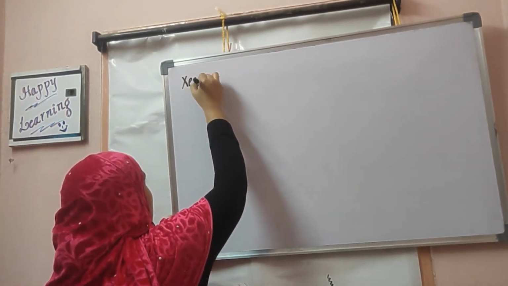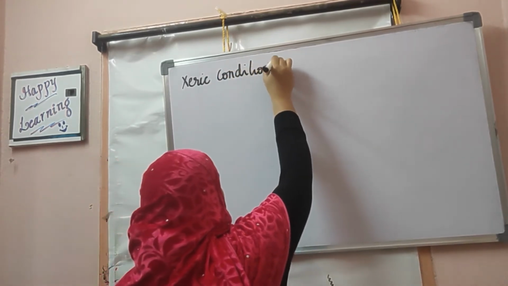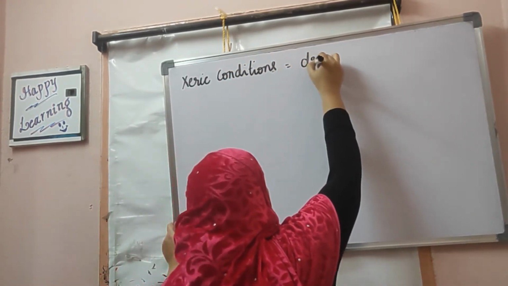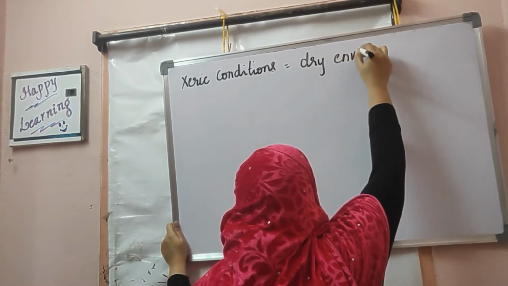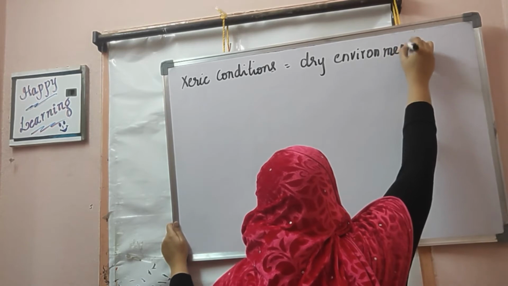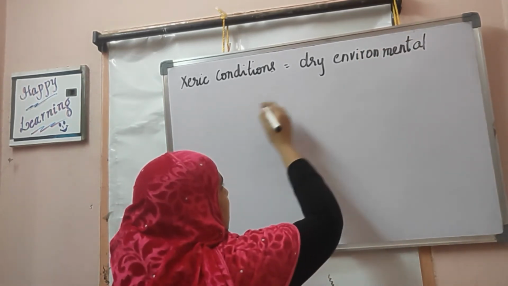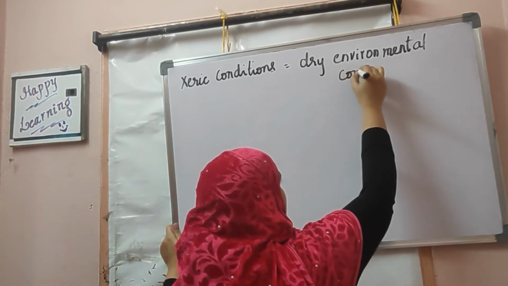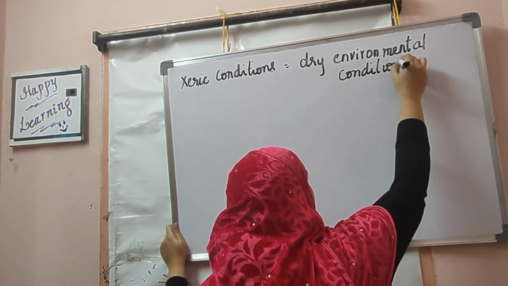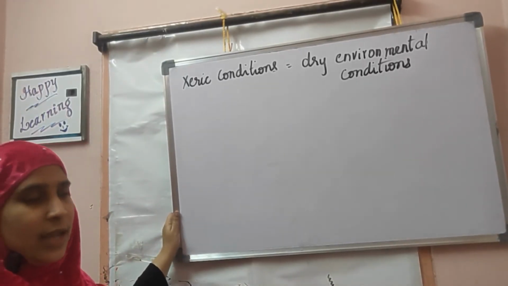Xeric conditions means dry environmental conditions. That is why the desert area is called a xeric condition, because the humidity in the atmosphere is very low, the amount of moisture is very less, and the climate is very dry.